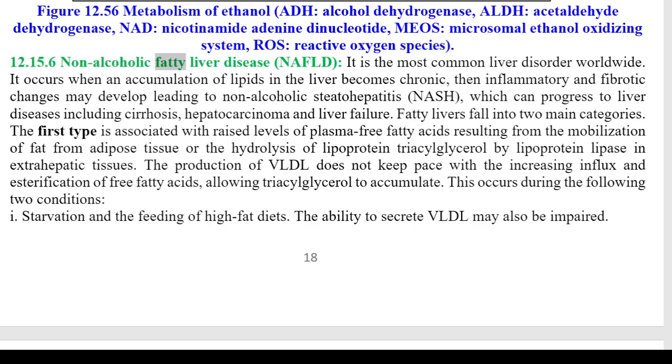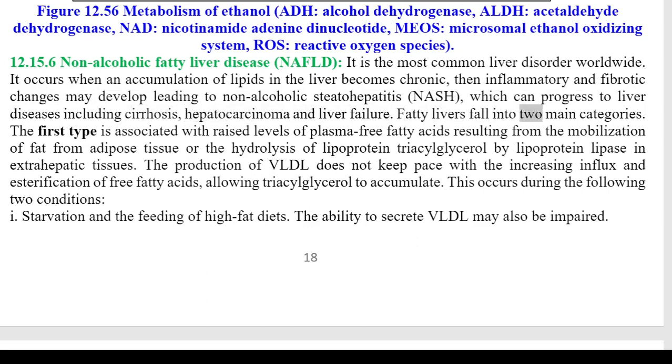12.15.6 Non-alcoholic fatty liver disease, NAFLD. It is the most common liver disorder worldwide. It occurs when an accumulation of lipids in the liver becomes chronic, then inflammatory and fibrotic changes may develop leading to non-alcoholic steatohepatitis, NASH, which can progress to liver diseases including cirrhosis, hepatocarcinoma, and liver failure.